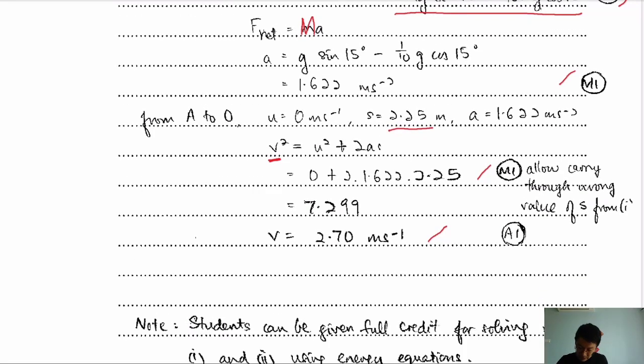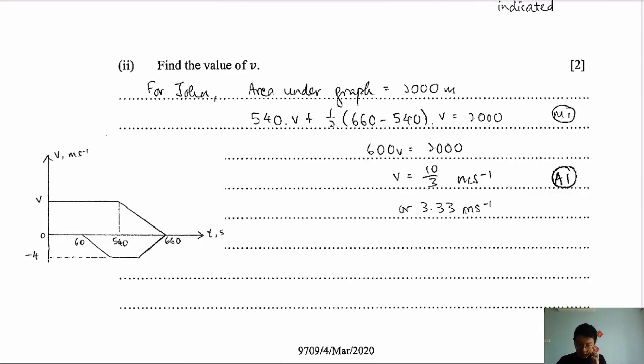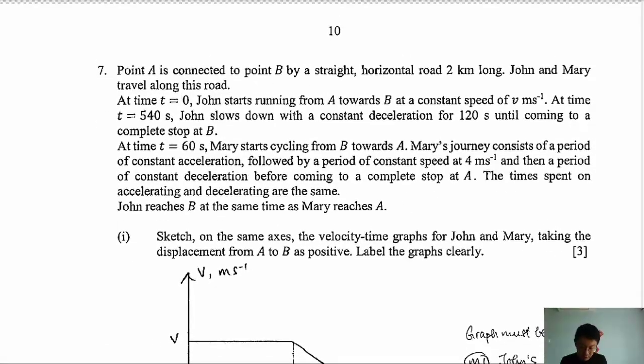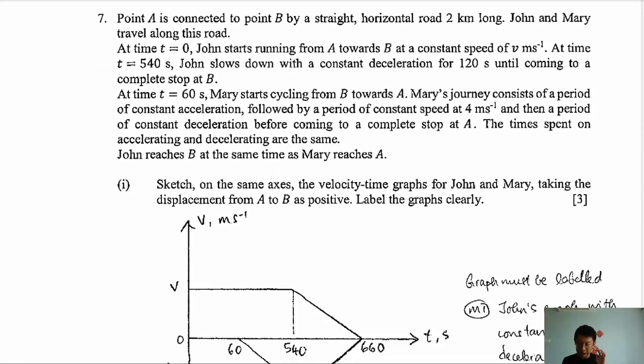So that would be the second last question. So the last question that we will see. This is rather a long question, but I will look at it carefully. It's basically about motion, and it involves two persons. First we have John. He has two stages of motion.